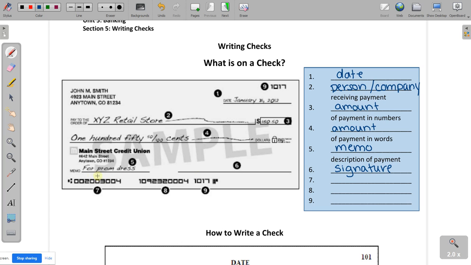7 is your routing number. 8 is your account number. 9, the last number here, in the top right corner is the check number.